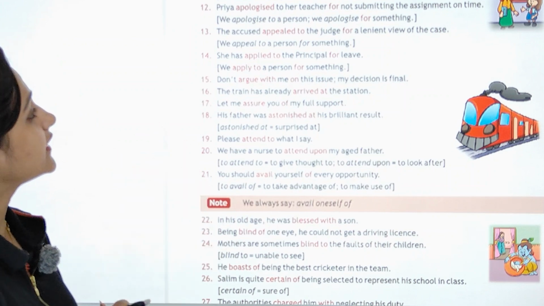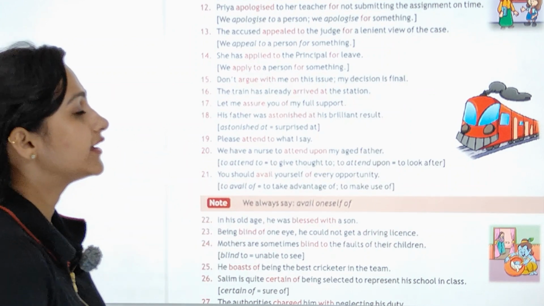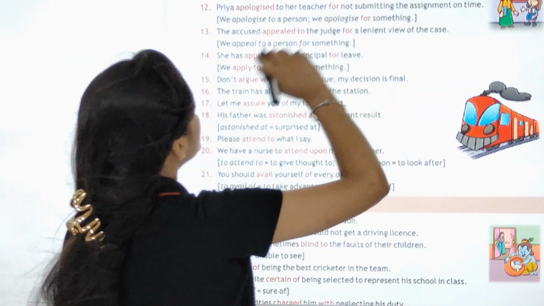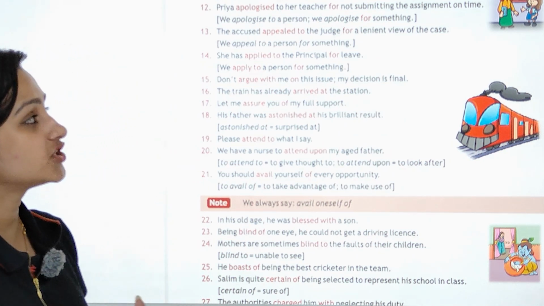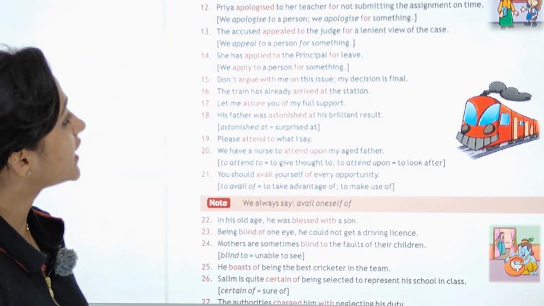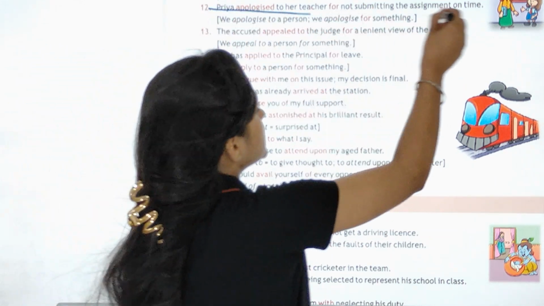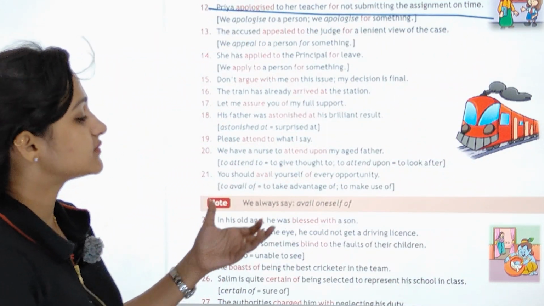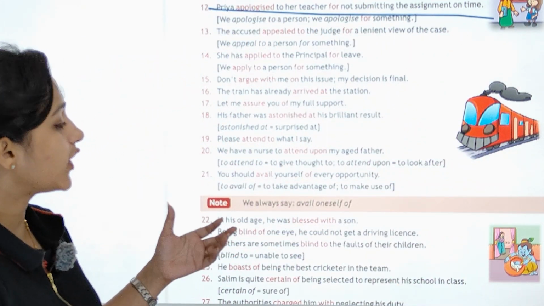So, the child is quite safe. You need not feel anxious about him. Anxious मतलब anxious for him या फिर about him मतलब उसके लिए. So Priya apologized to her teacher for not submitting the assignment on time. These are some sentences you have to read on your own.